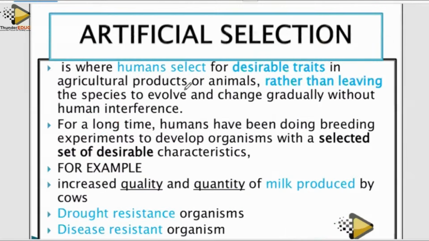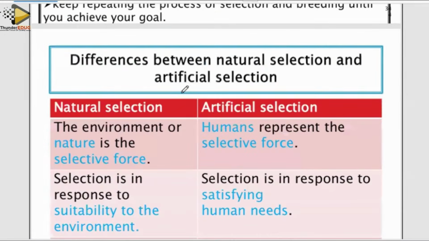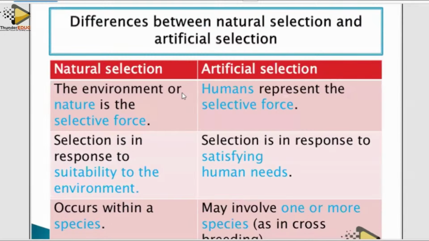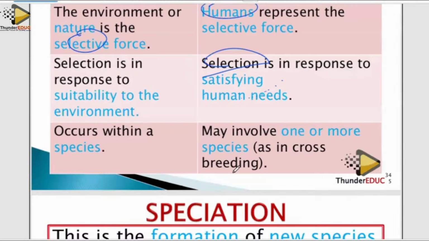Then we ask, how is artificial selection different from natural selection? Basically, number one, in natural selection, nature is the selective force. In artificial selection, humans are the selective force. In natural selection, selection is in response to the suitability of the environment. Here, it's in response to the suitability of human needs. So at least know two, and then you continue with your life.